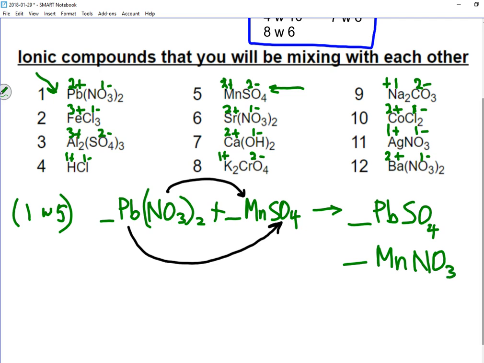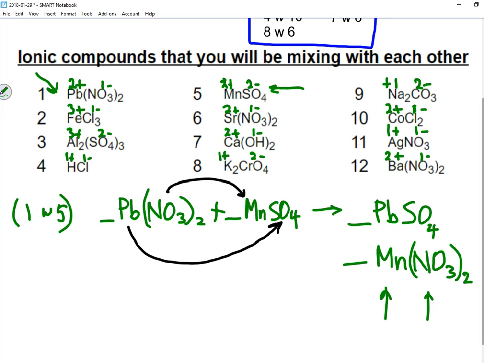Now manganese has a 2+ charge. This guy has the 2+ charge. This guy has a 1- charge. So I have to get 2 of them. So basically you're just putting together ions like we've done in the past. But you're actually writing a complete chemical equation now by mixing the two.